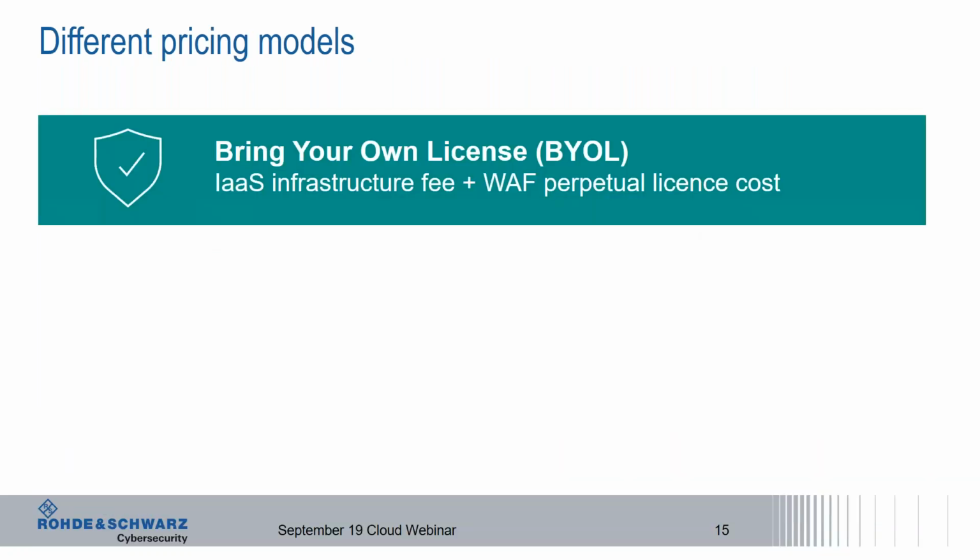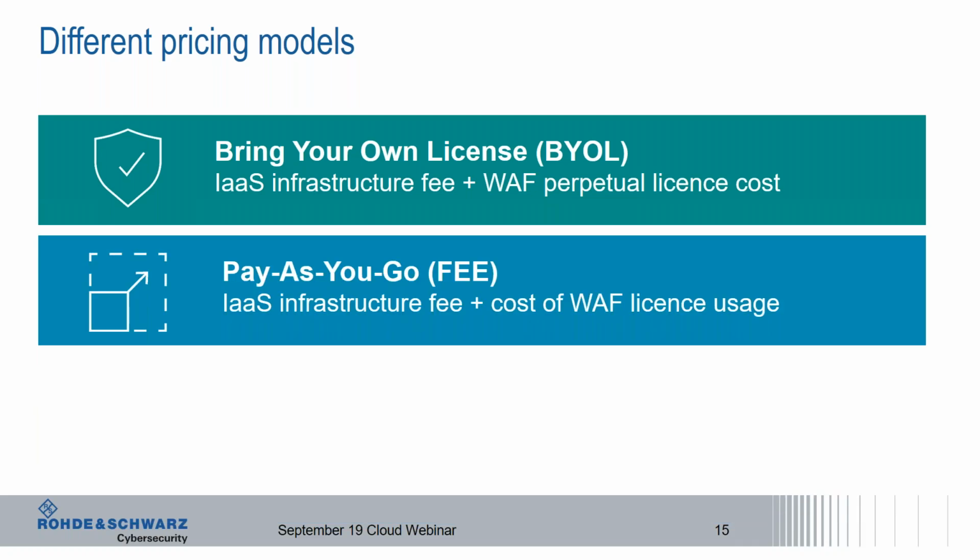In the cloud we have different pricing models. The first one is bring your own license. In this case, you pay the infrastructure fee, and then you already have a perpetual license of the WAF, and you pay the maintenance each year. So you import directly your own license that you bought from Rohde & Schwarz into the marketplace.